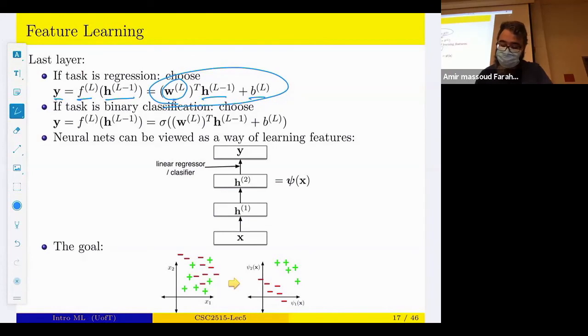But if the task is binary classification, we do the same thing, but because it's binary classification, we want our prediction to be, for example, between 0 and 1, or between -1 and +1, depending on whether the targets are 0 and 1 or -1 and +1. So that's why we have this activation function.